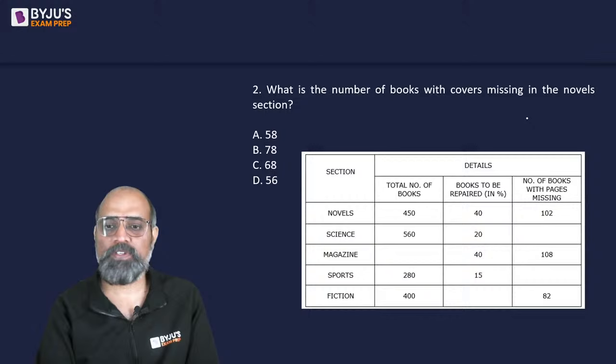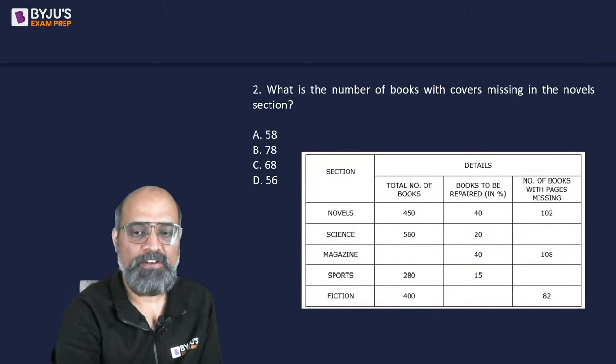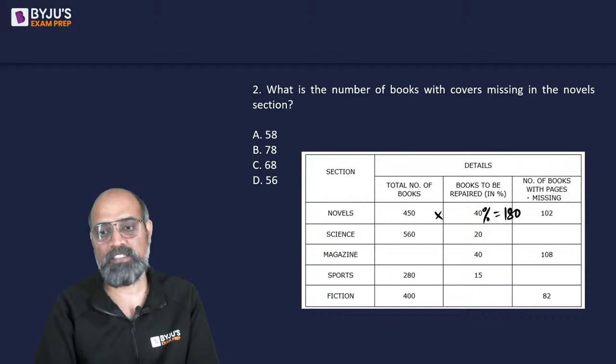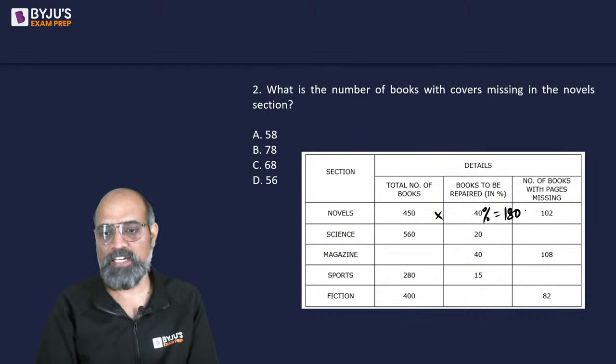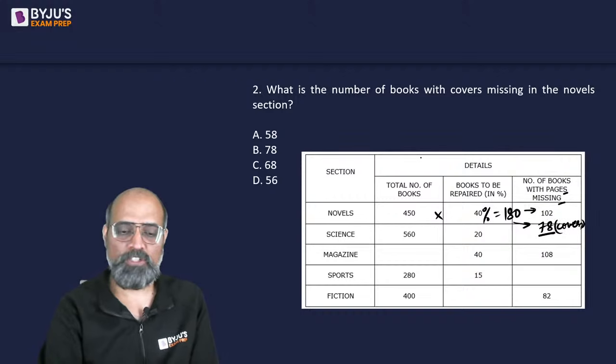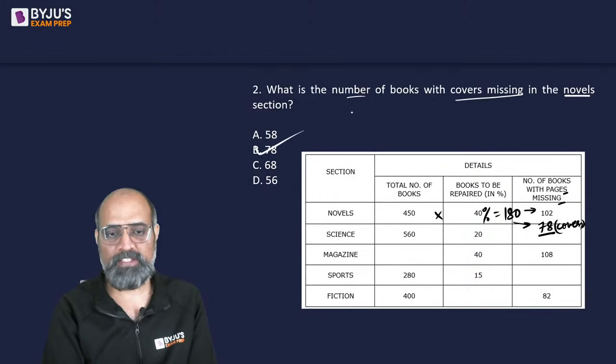What is the number of books with covers missing in the novel section? So in the novel section, we have a total of 40% of 450, which is 180 books that need to be repaired. Out of 180, if there are 102 with pages missing, then covers missing is going to be the remaining 78, right? So that's what the question has asked us. Covers missing in the novel section, so it's going to be 78.